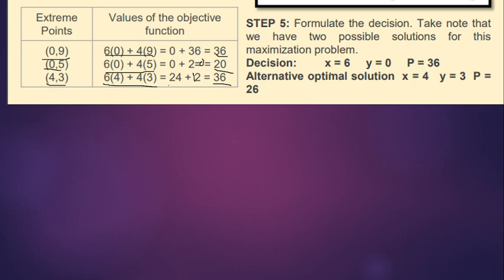So, formulate the decision. Take note that we have two possible solutions. We are going to maximize, so the largest value is 36, for both. There are two extreme points. So the decision, class, is to produce x equals 0 and y equals 9 to obtain P equals 36. And the alternative solution is the other extreme point, with a profit of 36. So there are two extreme points or decisions, and either one is possible.